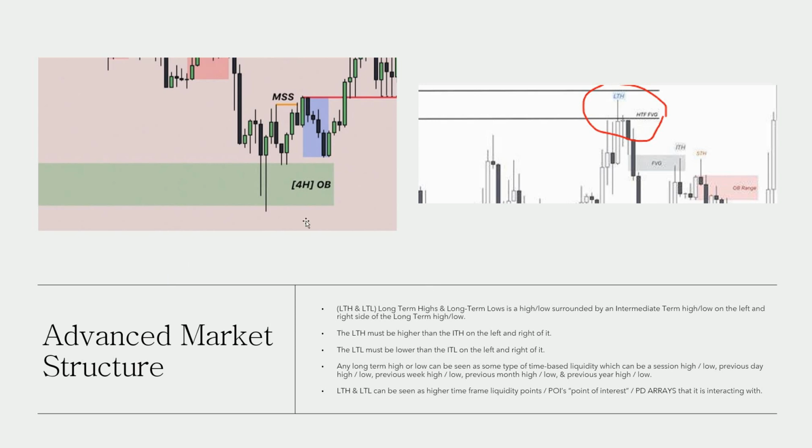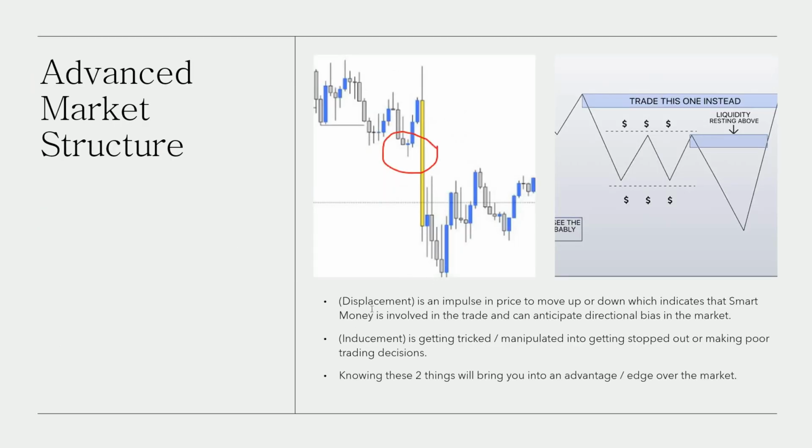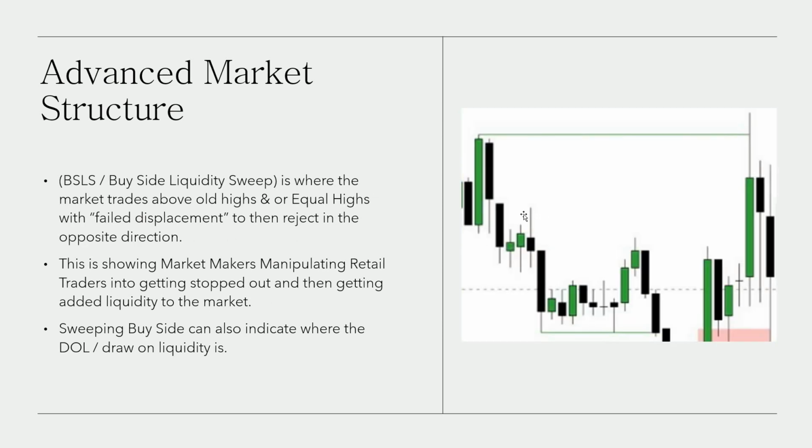That can be an intermediate term high, long term high, short term high, intermediate term low, long term low, short term low. It can be any of those. It can be a break of market structure. It can be a market structure shift. It can be displacement. It can be inducement, which is having engineered liquidity being formed. Spotting engineered liquidity can be one. Spotting sell-side liquidity, spotting a sell-side liquidity sweep, spotting buy-side, spotting a buy-side liquidity sweep. It can be any of these. Okay? That will be your homework.